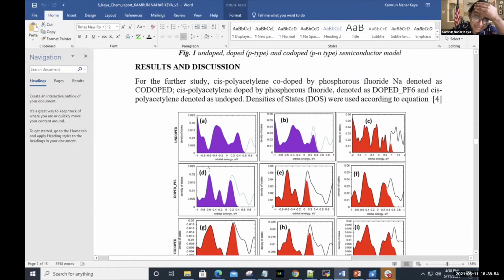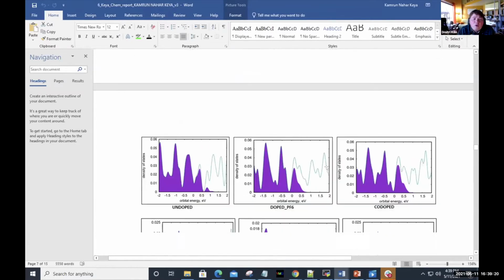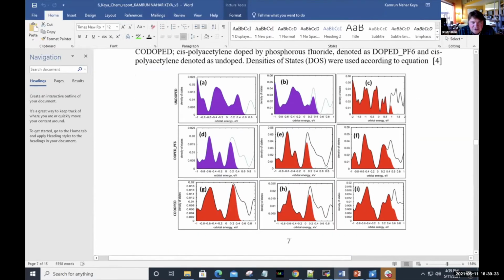After that, because I'm not an expert in these kinds of things, I'm trying to plot the density of states graph for the neutral, anionic and cationic states. I did that for all models, and after that I'm waiting. There could be questions on the figure. So let's check if there are questions on this figure.